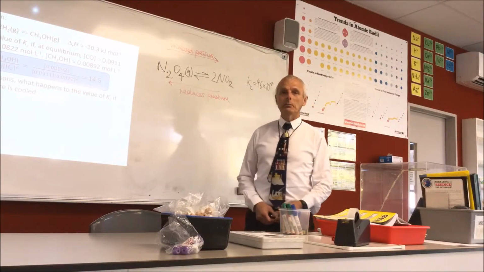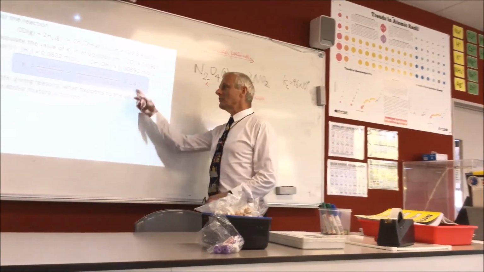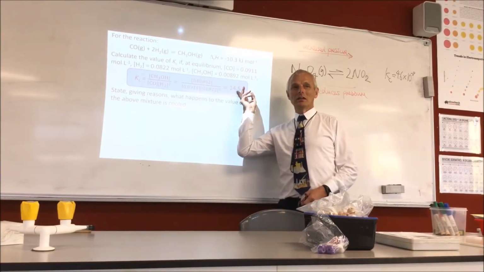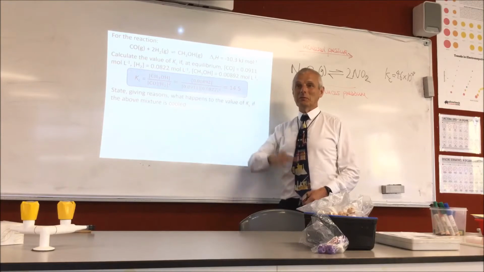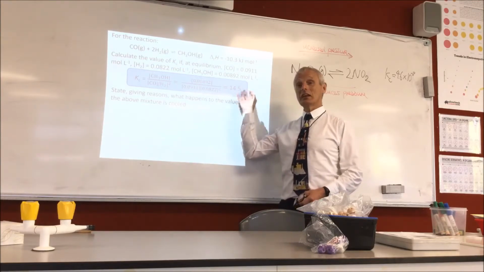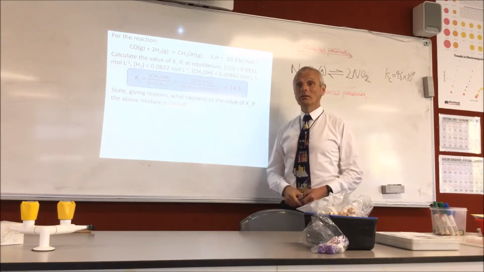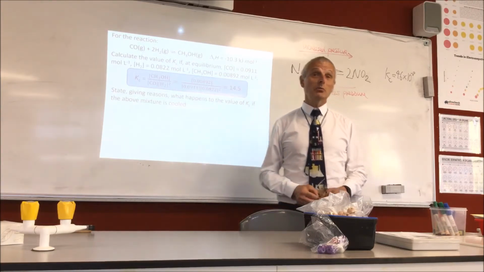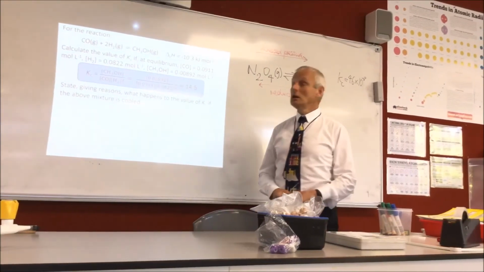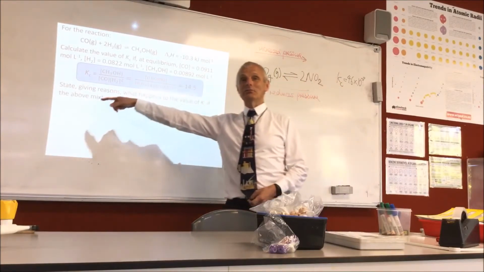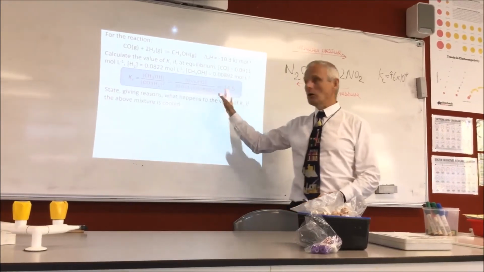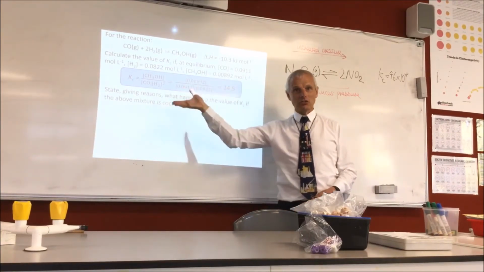So the answer is 14.5. And what does that tell you? Is it reactant or product? There's significant amounts of each, because it's getting quite close to 1. Anything between 100 and 0.01, it's telling you you've got significant quantities of both reactants and products. If it was over 1,000 or below 0.001, then you'd start to push it either way. But that's somewhere in the middle, so there's significant quantities of both.